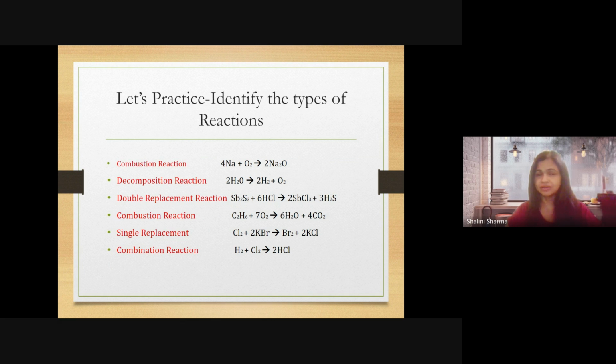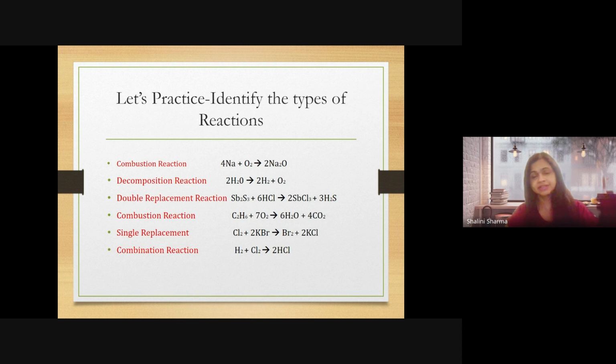The next one is again an example of a combustion reaction. You see the presence of oxygen on the reactant side, and again we need oxygen for combustion. That's a hint to recognize combustion reaction. This is a hydrocarbon reacting with oxygen, forming water and carbon dioxide gas.